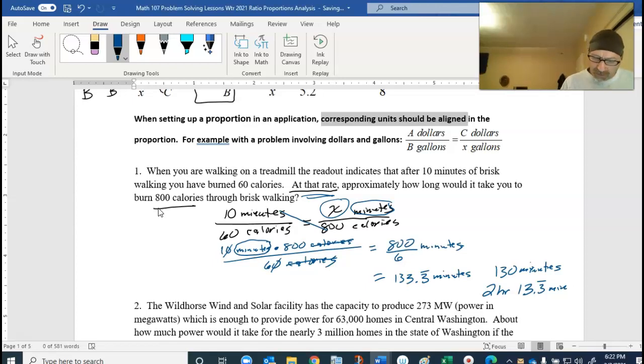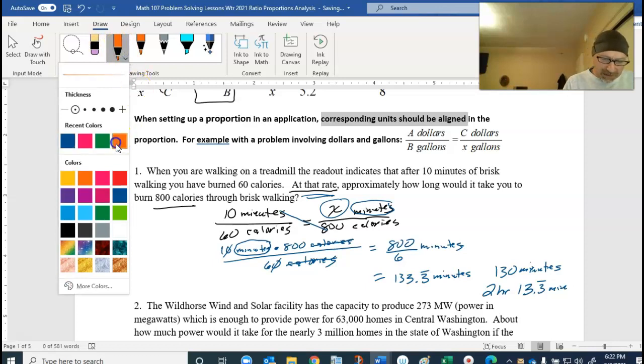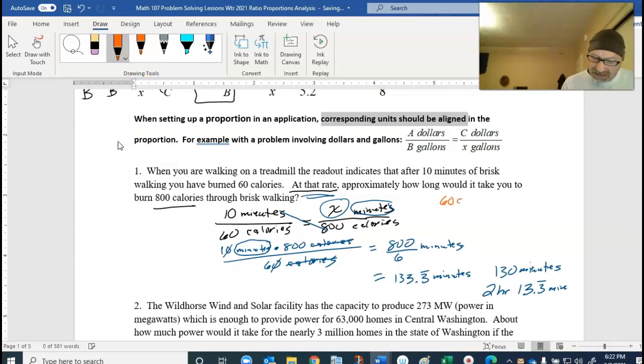You could have said, well, what if I set up the ratio 60 calories takes 10 minutes to burn, and then 800 calories will take X minutes to burn, and still X is here, so the 800 and the 10 we'd cross multiply, you'd still get X is equal to 10 times the 800, and we divide by the 60. Well, those are the same numbers we got over here.